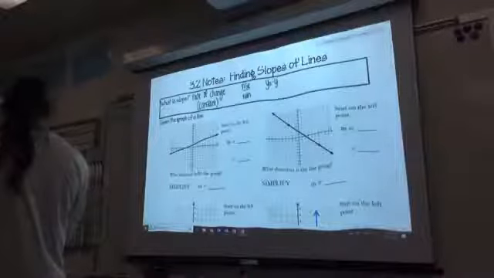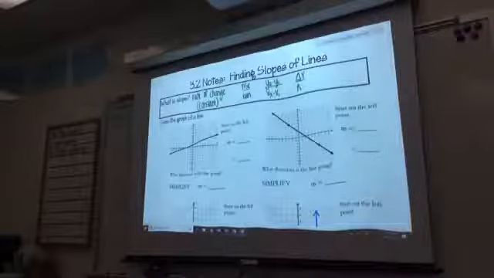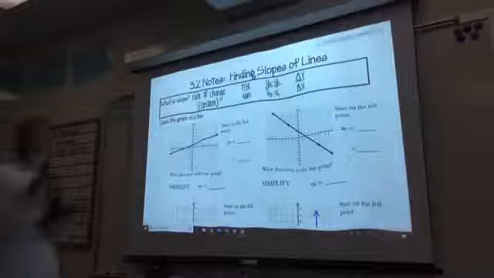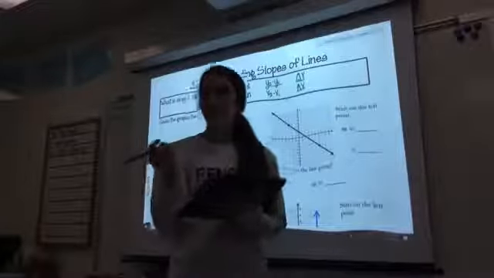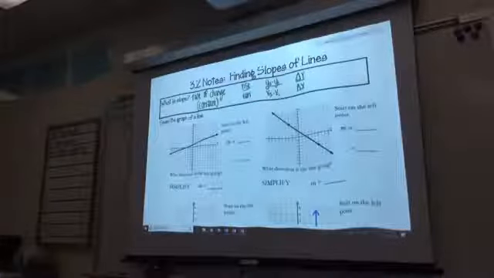Y2 minus Y1 over X2 minus X1. There's one that has triangles in it. What is it? Delta Y over delta X. That just means change in Y over change in X. Anything else? Y is mx plus b. It has to be a straight line. Y equals mx plus b. That'll be point slope form.